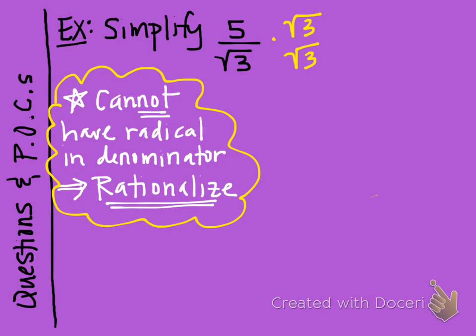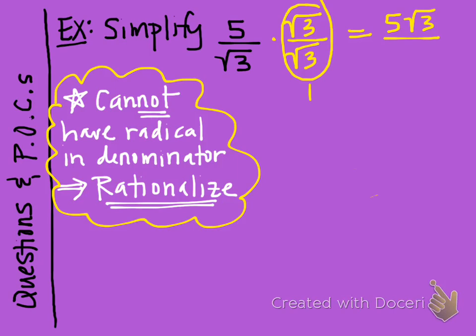And the reason why we're able to do this is because anything over itself always equals 1. And we can multiply anything by 1 without changing the value. Now, it may change the way it looks, but it's not going to change the value of that fraction. Remember how to multiply fractions? You multiply straight across. So we're going to multiply in the top, 5 times square root of 3. And since 5 is outside and 3 is inside, the numerator is just going to simplify to 5 square root of 3, okay? In the denominator, we have square root of 3 times square root of 3.